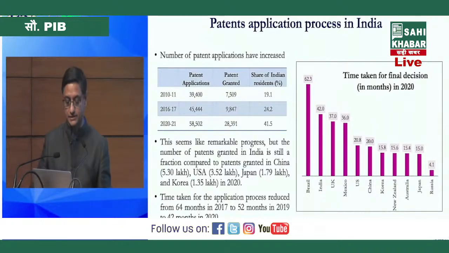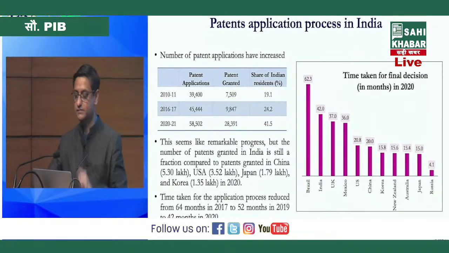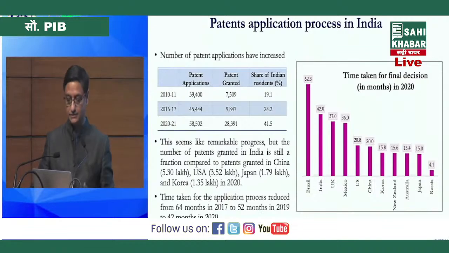So, a very significant increase. Equally significant is that in the old days, most of the patents used to be captured by MNCs. But now, finally, you're seeing Indian residents, people like you and me, beginning to register patents. So this is a very substantial improvement. However, we do need to take into account that we are far, far behind many of our global peers. Just to give you some numbers, China grants 5.3 lakh patents every year. US does 3.5 lakh patents. Japan, 1.79. Even tiny Korea does 1.35 lakh patents every year. So that is what we should be aspiring for.